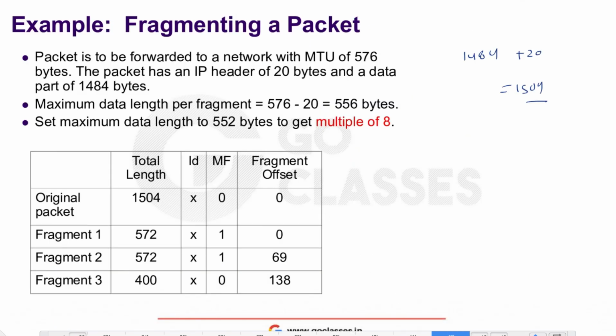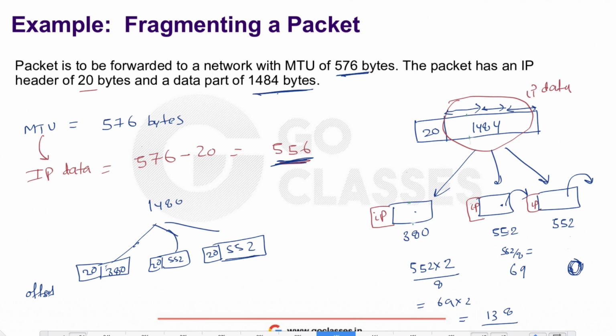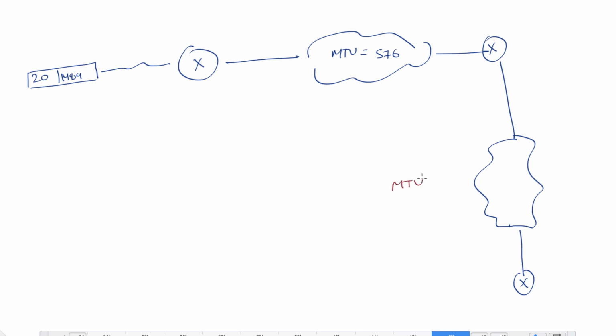Now let me extend this question, and let's say that when you are sending this packet, which is basically 20 and then 1484, over this network, which has an MTU of, what was that? MTU is 576, right? So this is 576 and then this is the router. Now let's suppose this again has to follow some route which has an even smaller MTU. Maybe this time the MTU is, let's say, 500. Okay, suppose this MTU is 500.